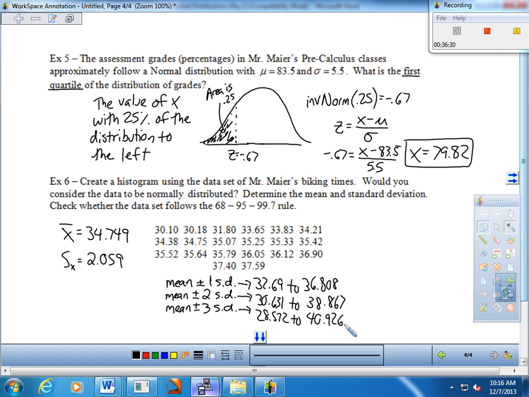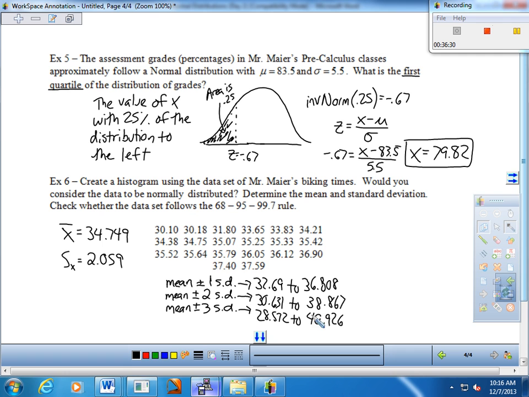Alrighty, now here is what I need you to do. You're going to pause the video for just a second, and I have 20 different biking times that I recorded. What I want you to do is figure out how many are within 1 standard deviation of the mean, how many are within 2, and how many are within 3. I gave you the intervals to look at. So pause the video, and then I'll show you what I got.